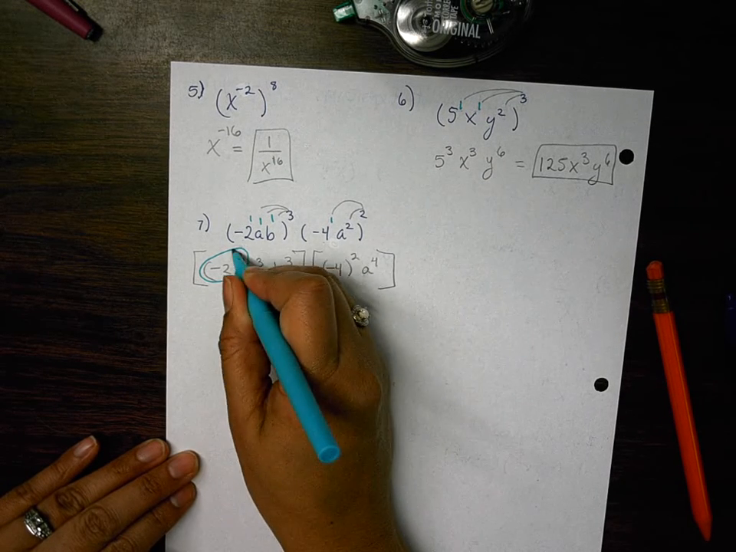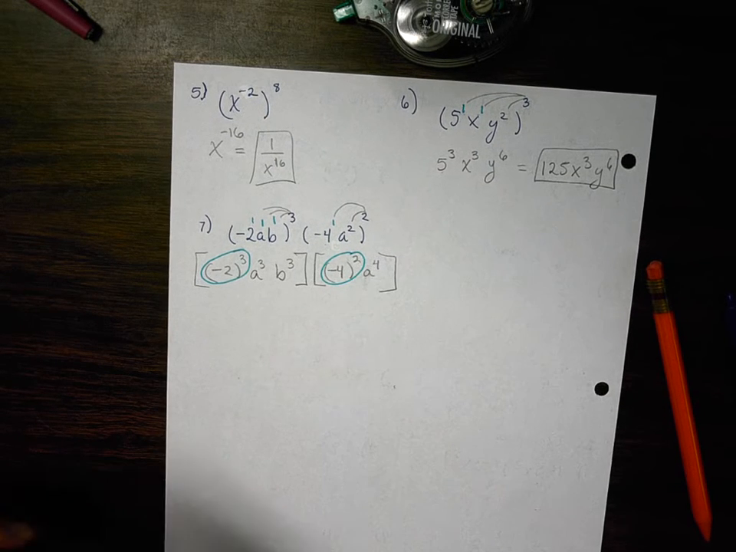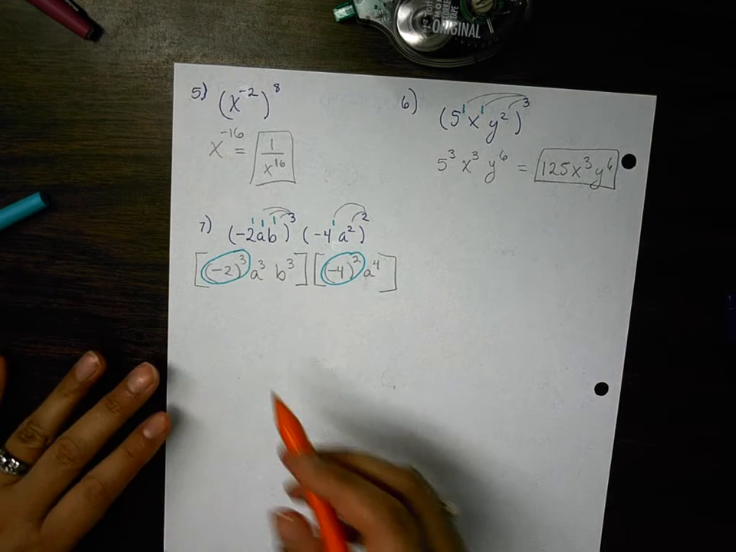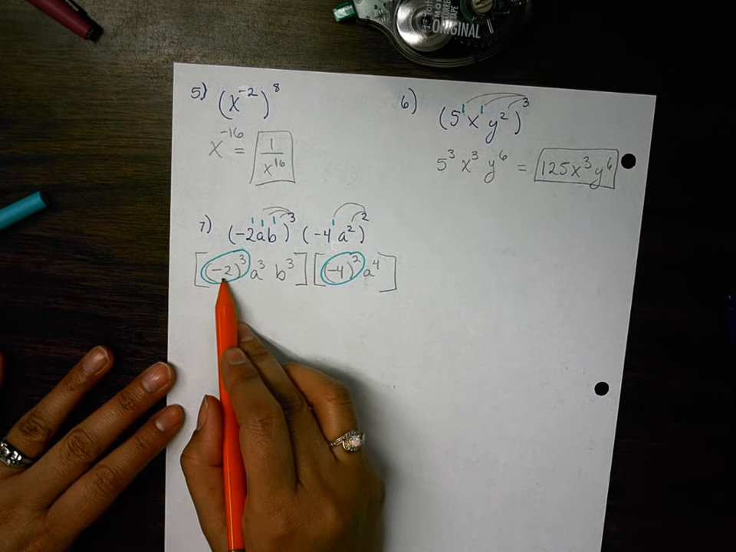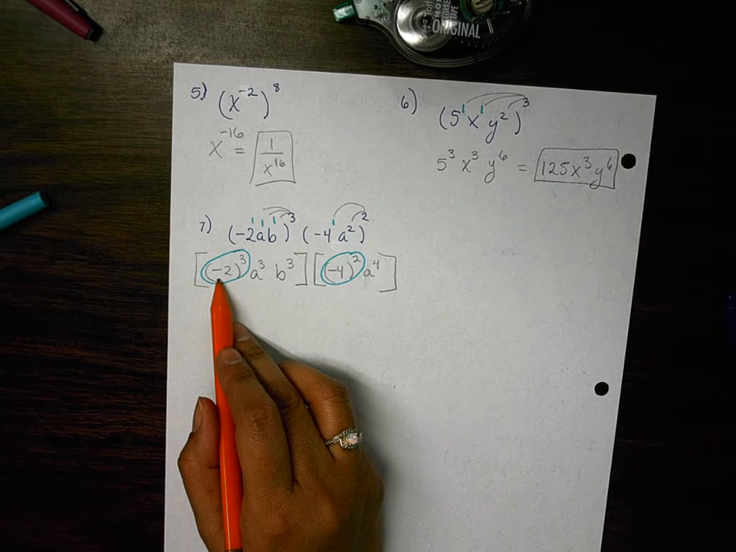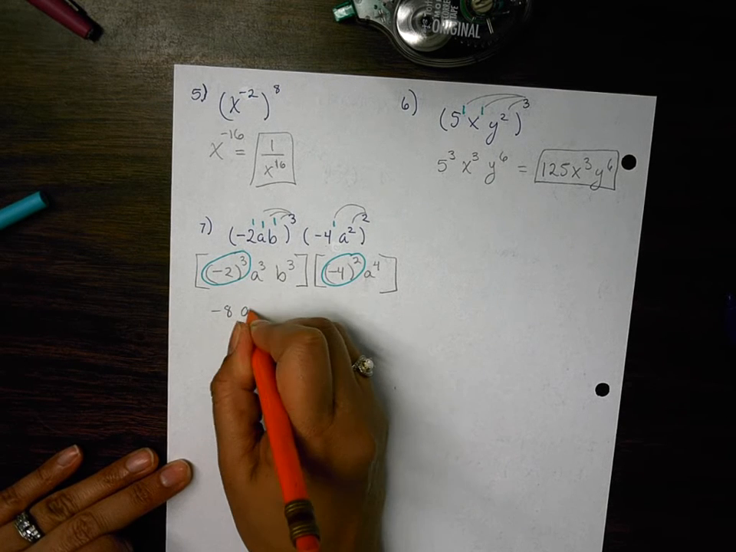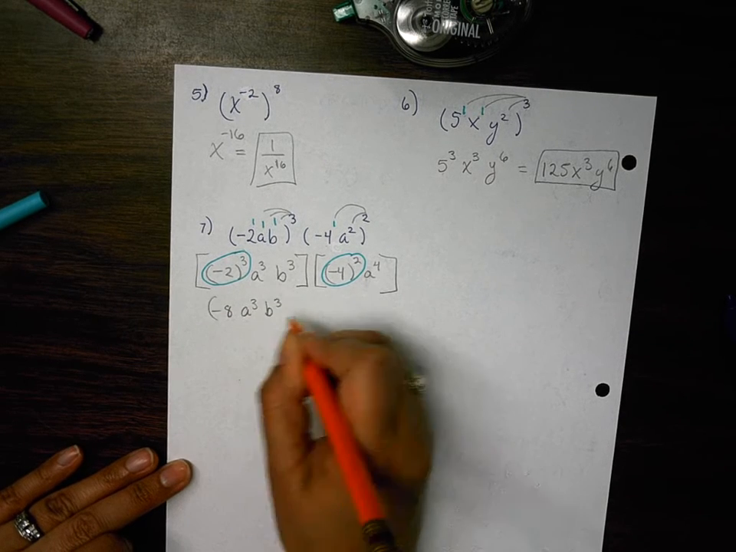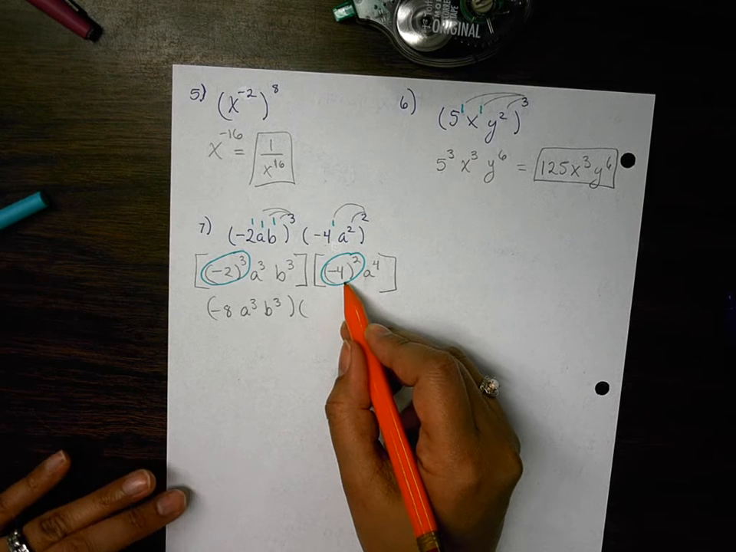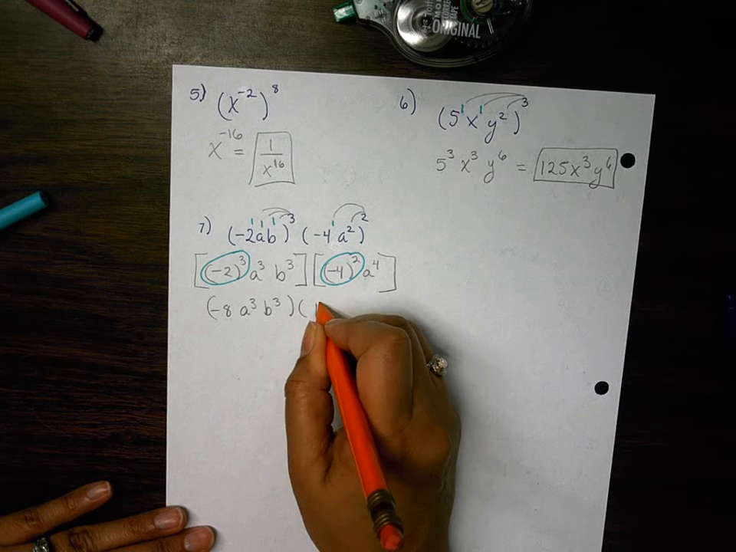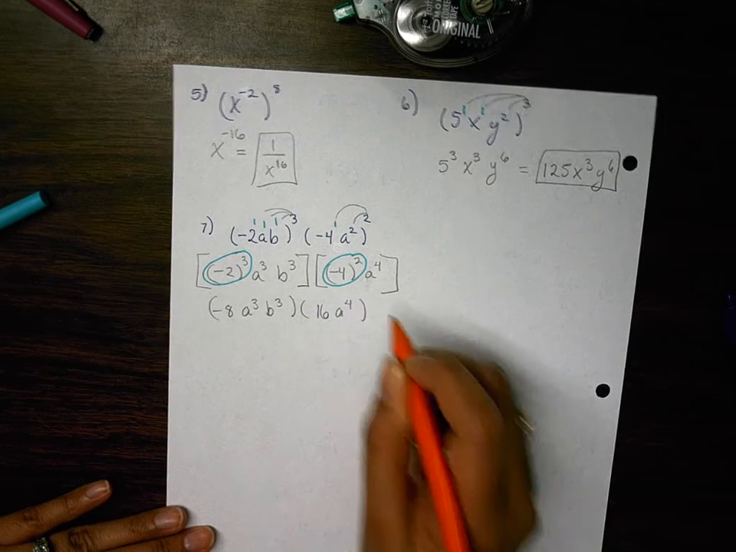Negative 2 to the 3rd and negative 4 to the 2nd are numbers I can actually calculate. So do that now, either in your head, by hand, or with your calculators. What's negative 2 times negative 2 times negative 2? You should be able to do that in your head. What does it come out to be? Negative 8. A cubed stays, b cubed stays, and then negative 4 times negative 4 is positive or negative 16? Positive 16, a to the 4th.